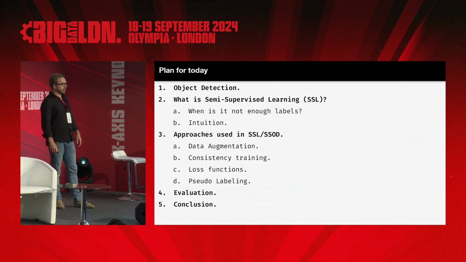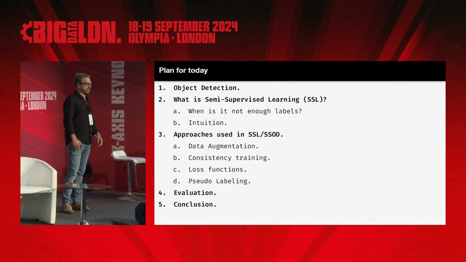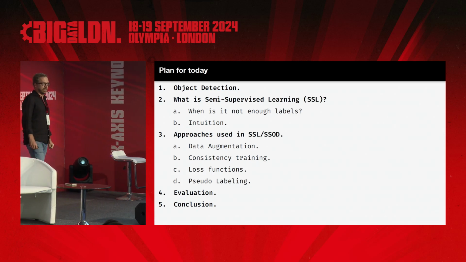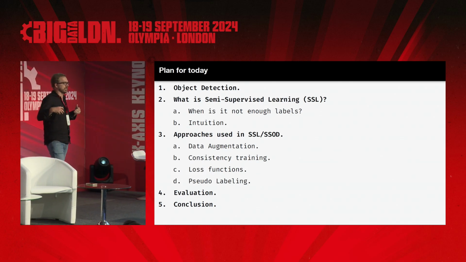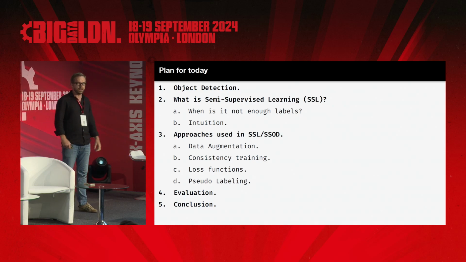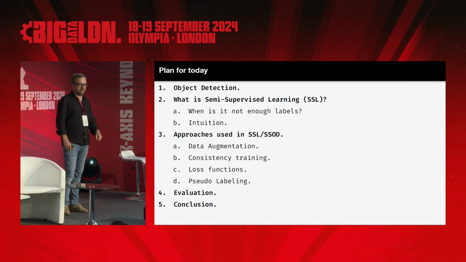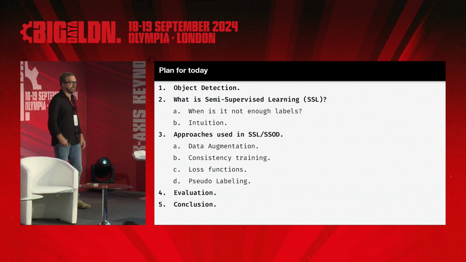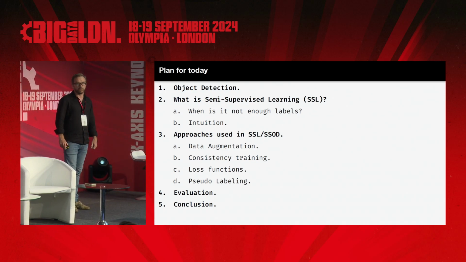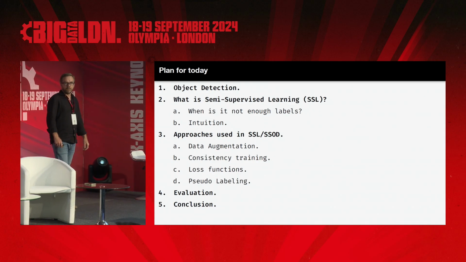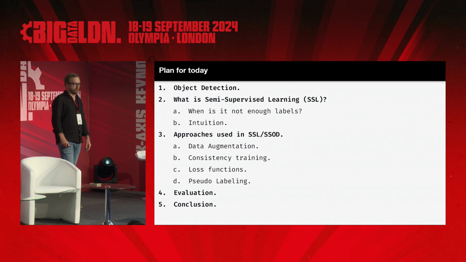So, first I will just remind what is object detection shortly. Later I'll go through ideas of what is semi-supervised learning, and later we'll go through some main approaches used there. And finally, I will talk a bit about current state of the art results. That's my plan for today.